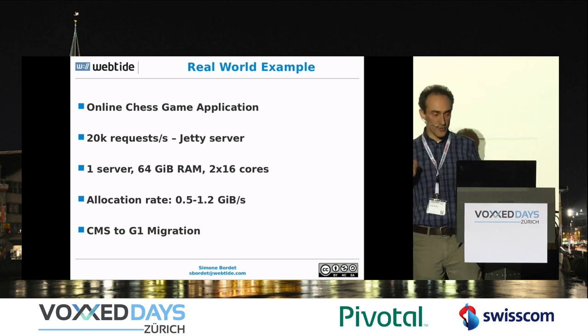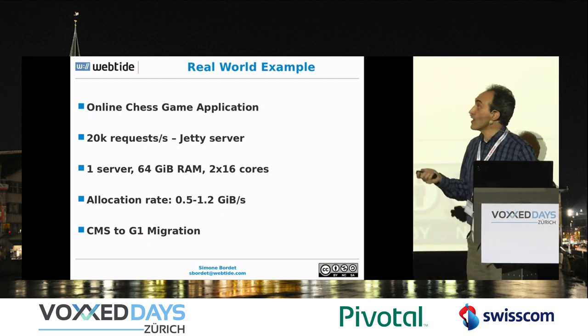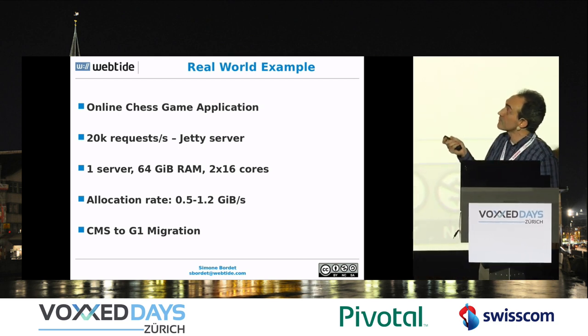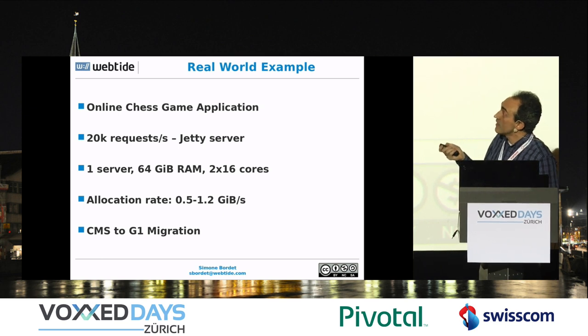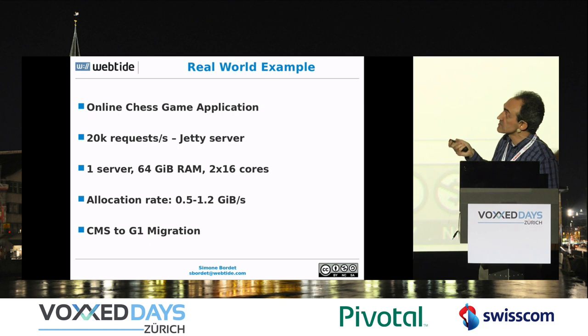Real-world example, where's the real meat? This one was a customer of ours, online chess games. This single server was running on Jetty, doing 20,000 requests per second. A single server, pretty beefy, 64 gigabytes, 32 cores, something. I think it was 2 by 12. I think it's a mistake here, so 24 cores.